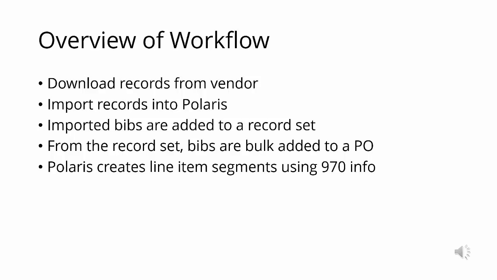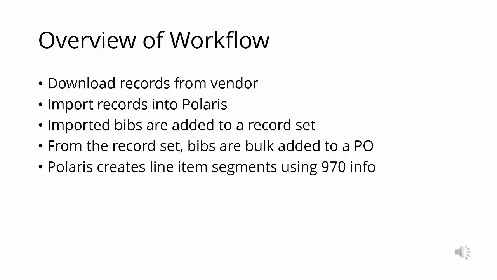After downloading the records from the vendor, staff then import them into Polaris through an import profile specifically set up for loading vendor records. If duplicate bib records are found in the CCS database, the settings in the import profile ensure that the 970 field is retained and added to the existing bib record. The import profile should also ensure that the imported bibs are being saved in a record set. From the record set, the bib records will then be added in bulk to a new or existing purchase order.